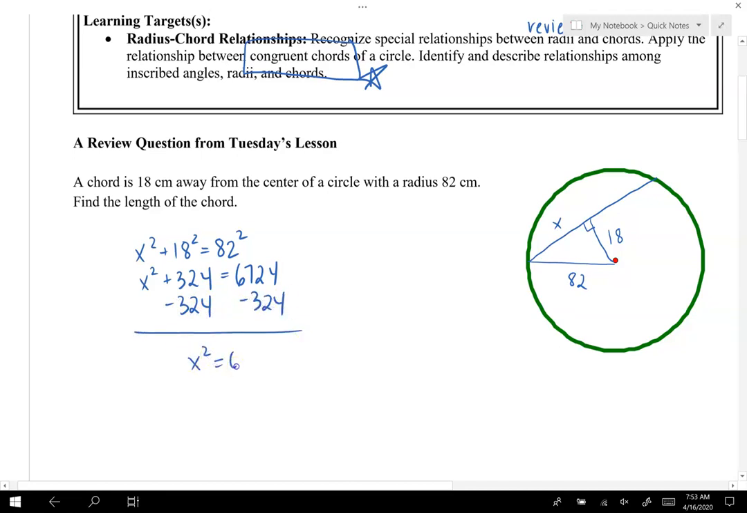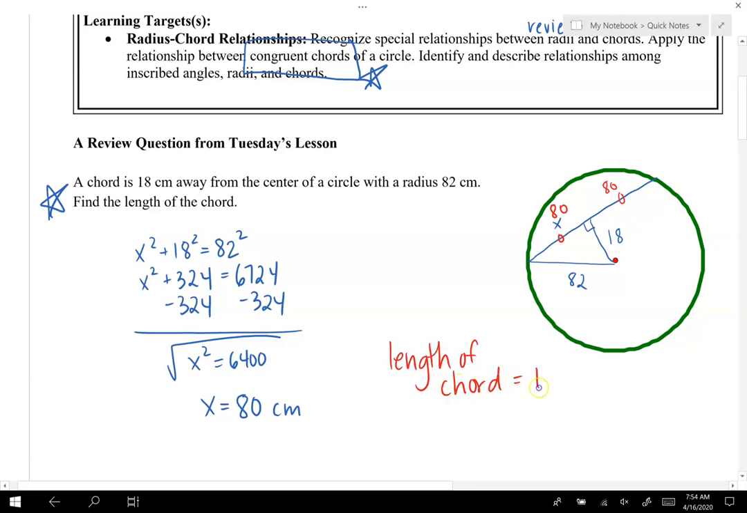So x squared equals 6,400. And when I take the square root, x is 80 centimeters. So now I've got to look at the question. It says find the length of the chord. And if I look back at the picture, 80 is just this part of the chord. And if you remember, this radius bisects it. So actually two 80s there. So the chord length is double that 80. So 160 centimeters. Okay?